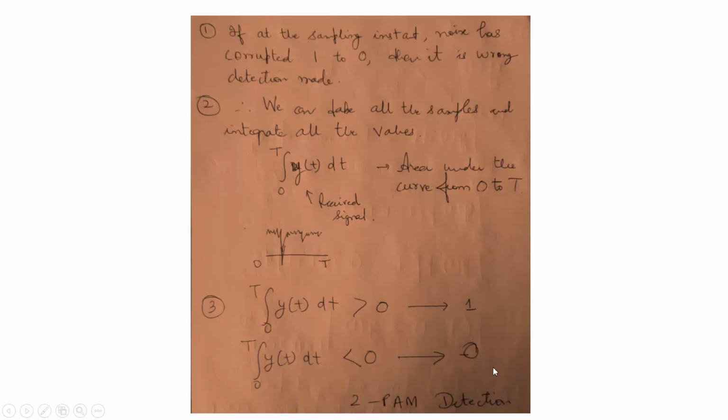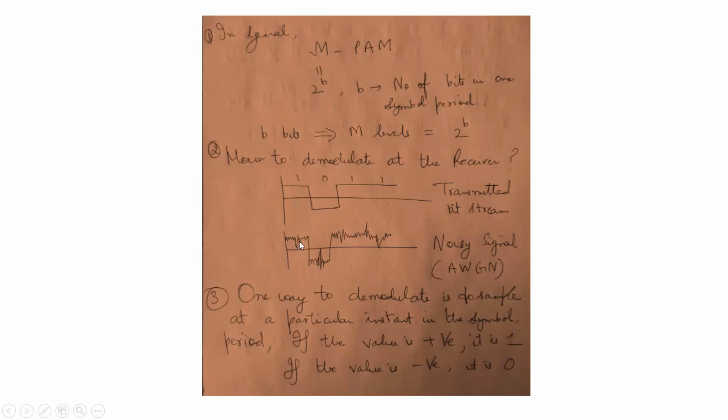But the question is that at the sampling instant where we are trying to take the voltage from the received signal, noise may have corrupted the signal so much that the voltage which was supposed to be positive becomes negative at that point. So it will make a wrong decision. It was supposed to decide in favor of 1, but wrongly it will decide that 0 was transmitted.